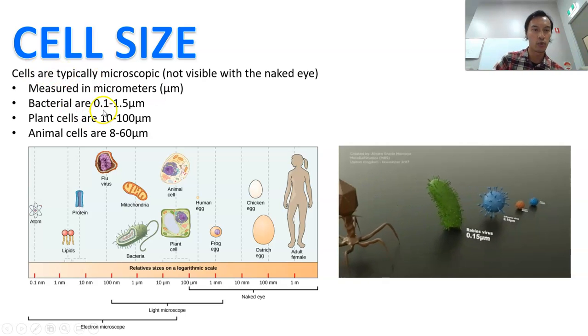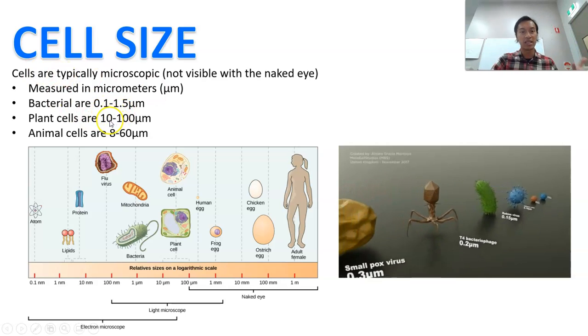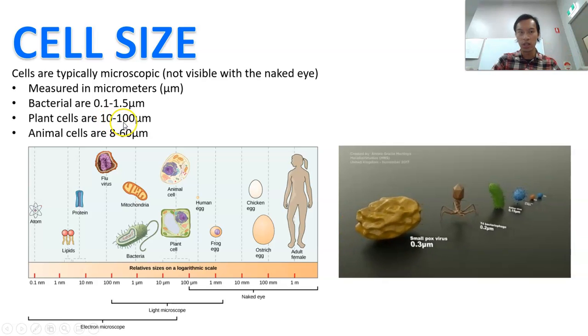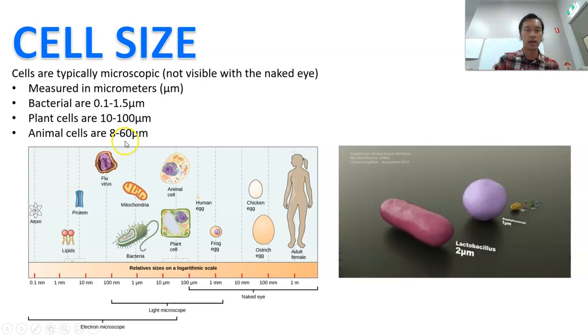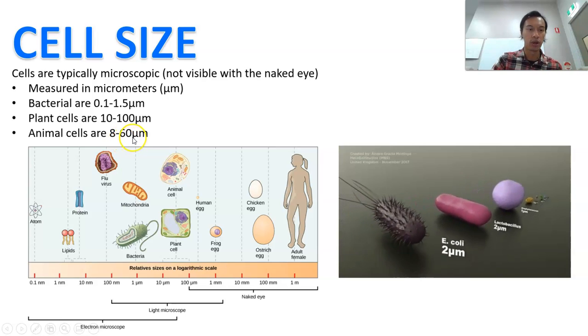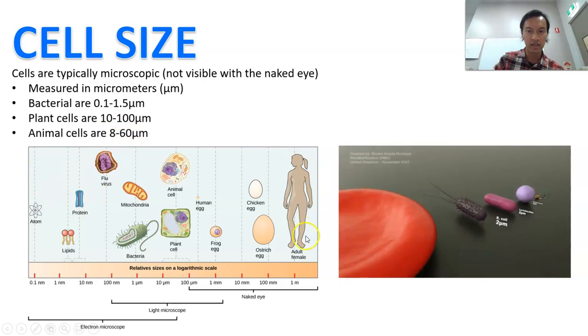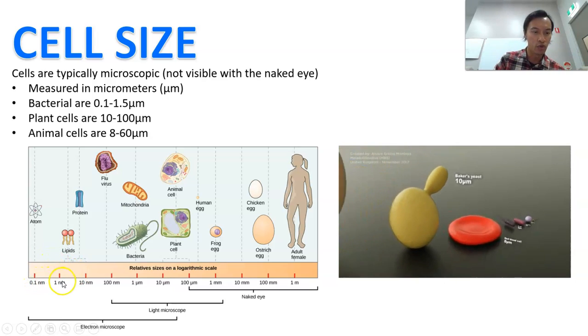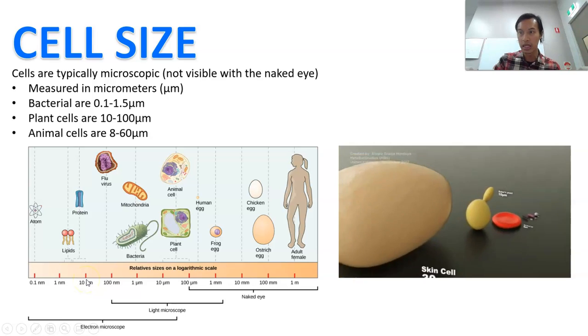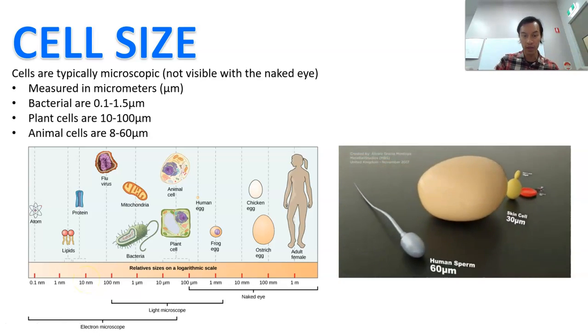Bacteria are typically 0.1 to 1.5. Plant cells are about 10 to 100 micrometers, which is 0.1 millimeter, and animal cells are 8 to 60 micrometers. And here is a bit of a scale for you to get an idea. Every time you move up, you move by a factor of 10, so it's not a linear scale, rather it's more of a logarithmic scale.